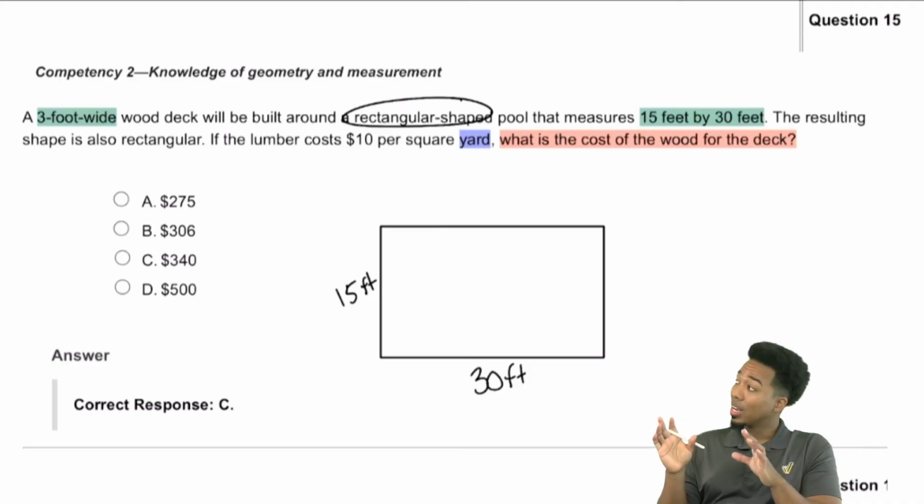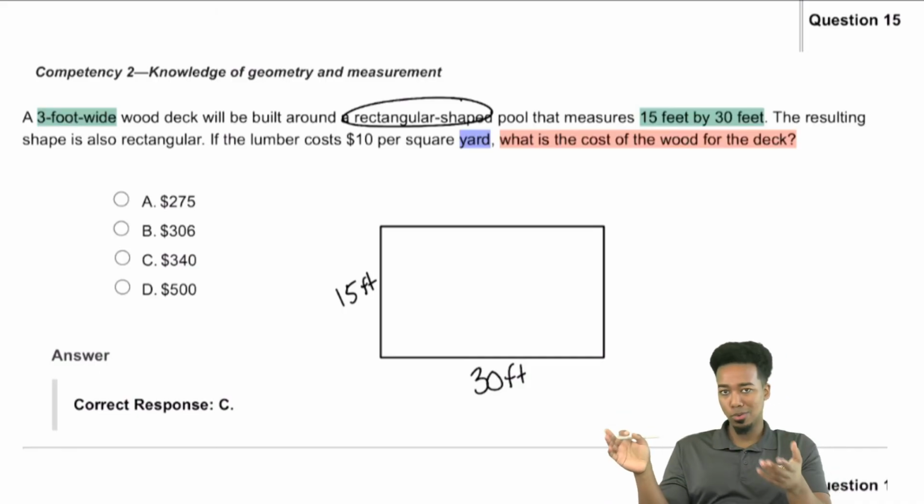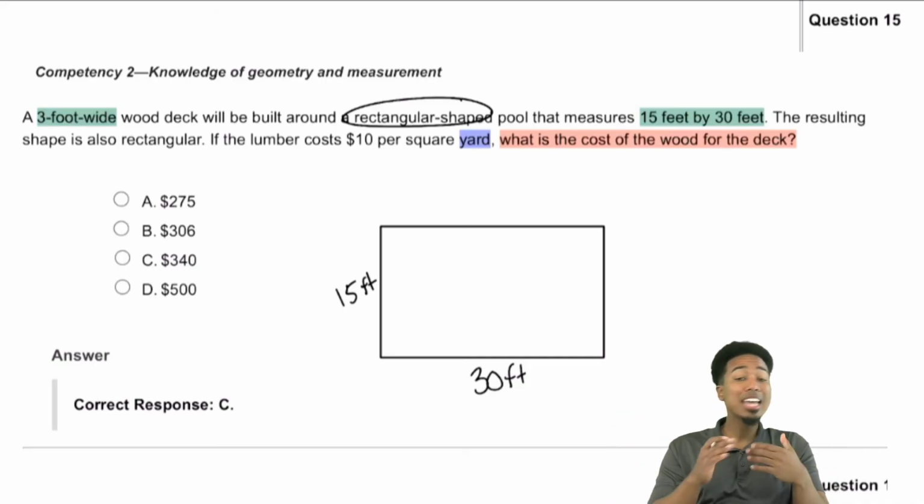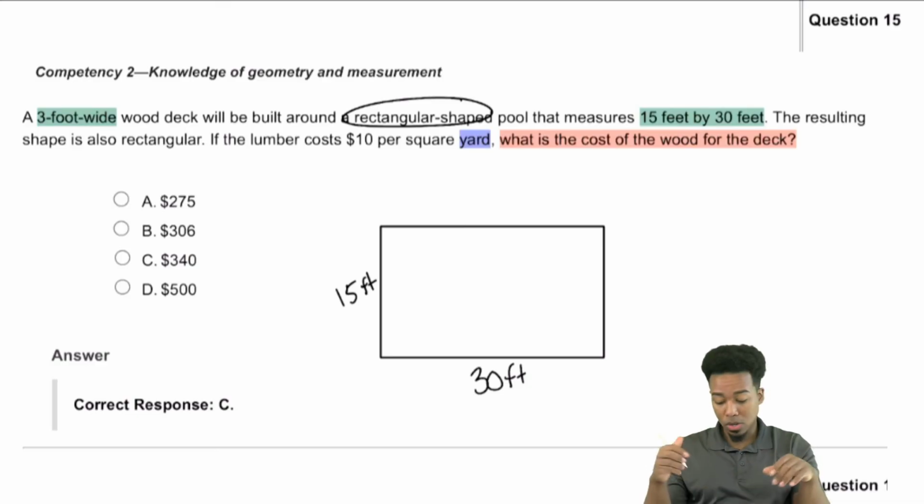So what I need to understand is this. If I'm going to be solving this, it's best to keep it all in the same units. Since we're going to be doing the cost in square yards, let's turn all these feet measurements into yards. So how do I do that again?